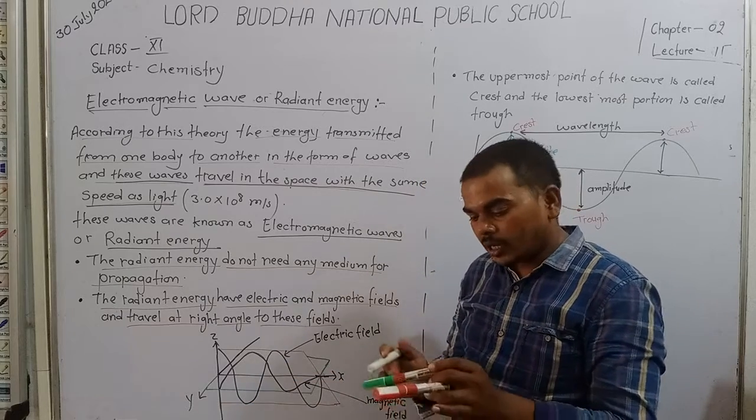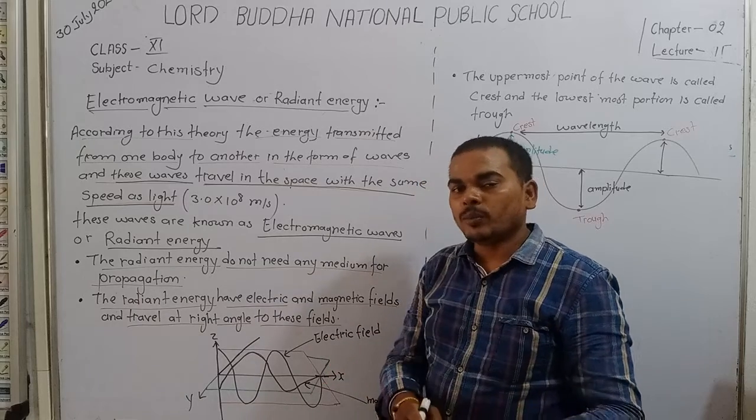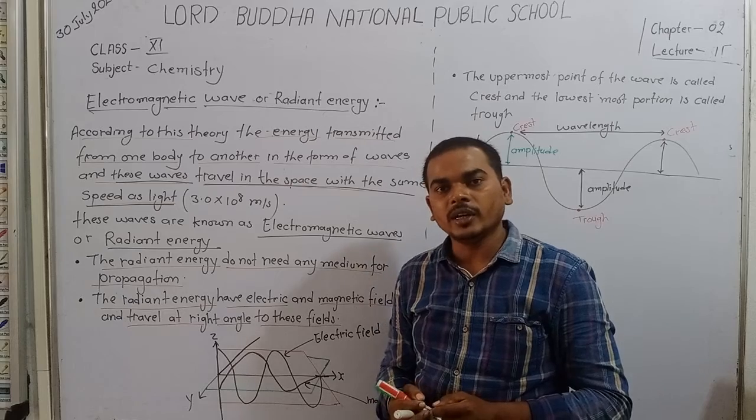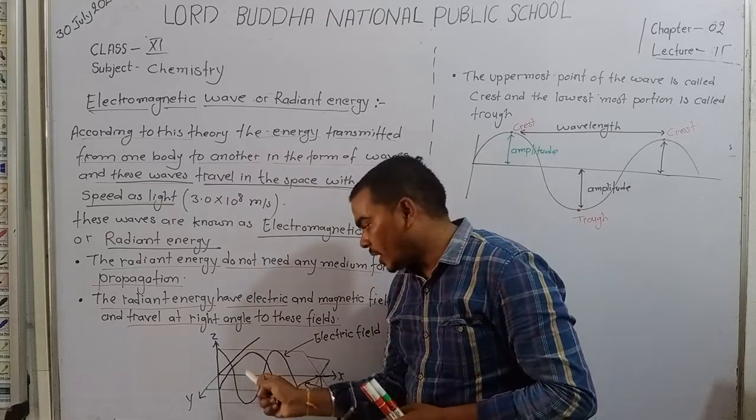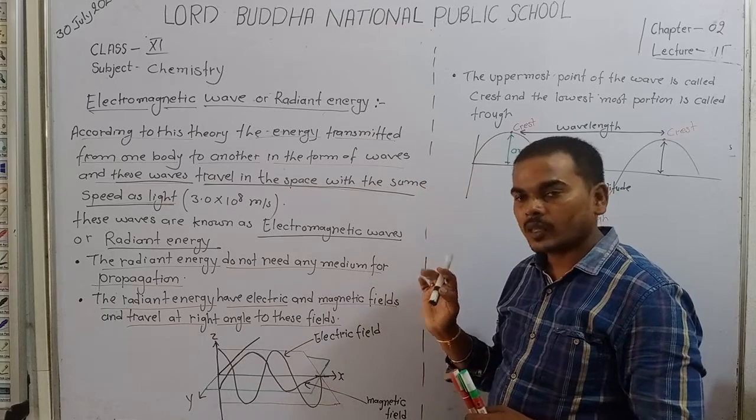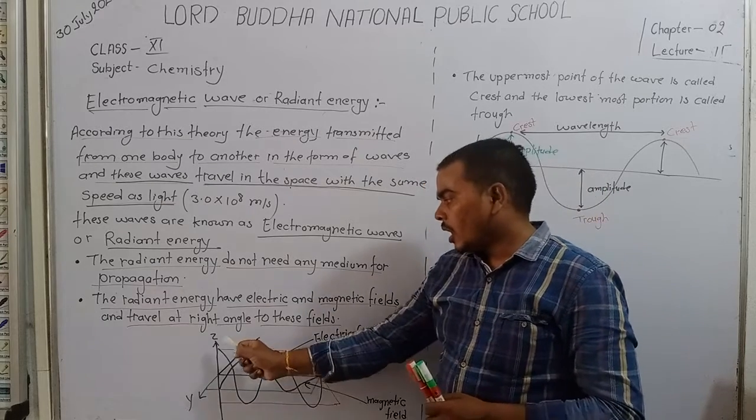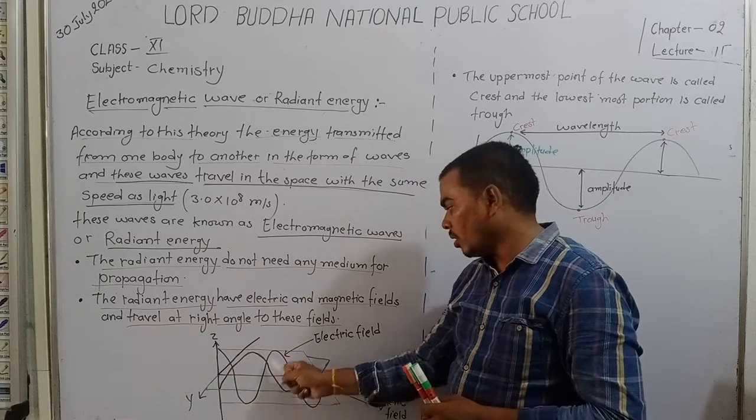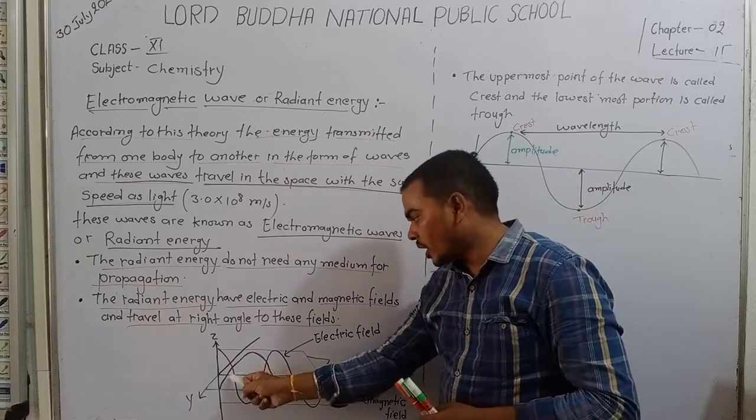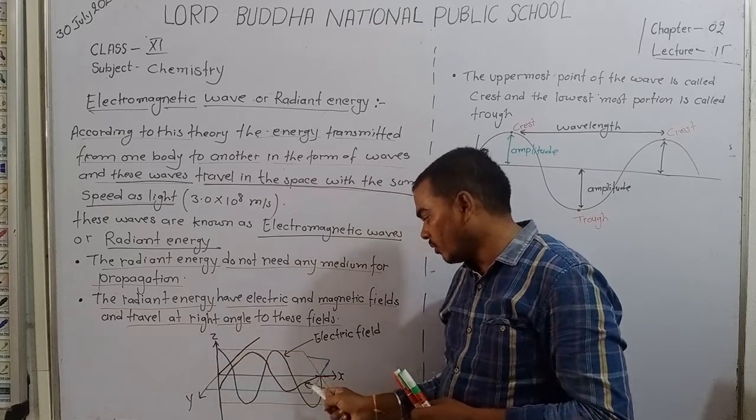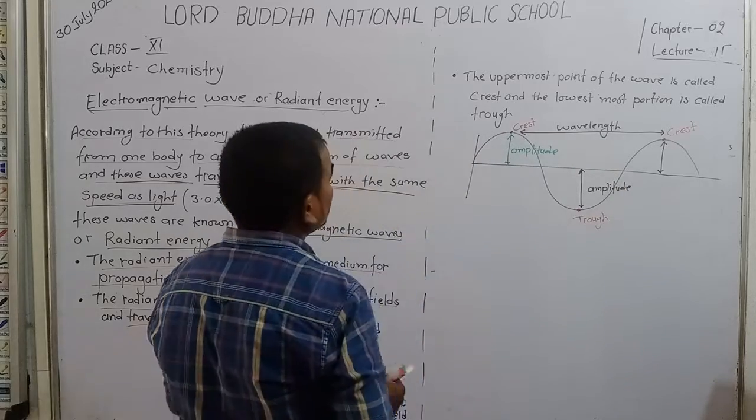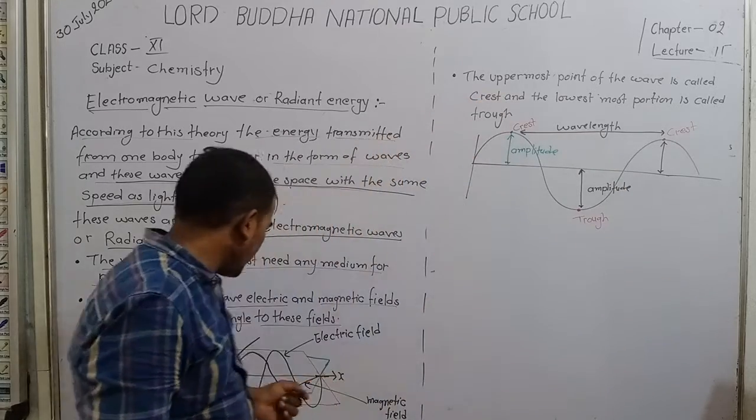It means the electric field and the magnetic field are at 90 degrees in electromagnetic radiation, but the propagation direction of the electric and magnetic fields is the same. X is the direction of propagation, Z is the electric field, and the Y axis is the magnetic field. The propagation direction of both the electric and magnetic fields is the same, that is X. Okay, now we will discuss the uppermost part of a wave.